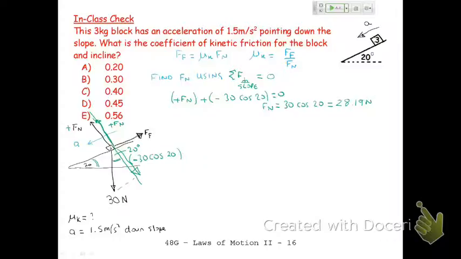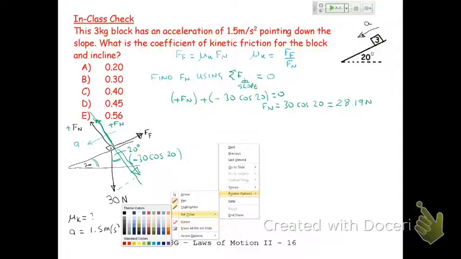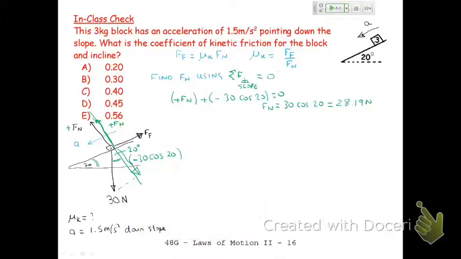Now, let's have a look. Let's go to pointer options, a new color, a nice red, that'll stand out. I don't want to deal with Fn. I want to find FF. Here's the tip: if ever you have an acceleration, make sure you resolve in line with that acceleration. Otherwise, you have to take components. So I would always be sure to resolve in this direction.